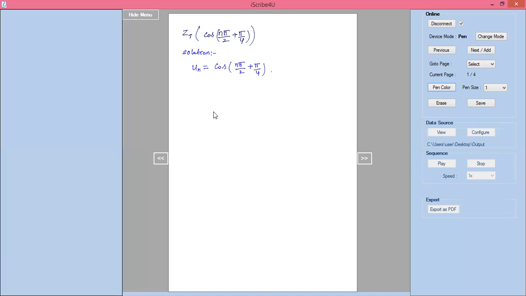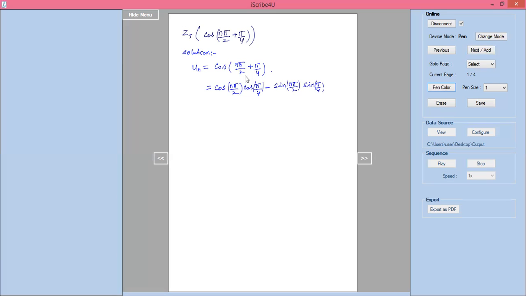If only cos of n pi by 2 is there, we can directly simplify. But here cos of n pi by 2 plus pi by 4 is there. This one I'm going to use in the form of cos A plus B. What is the formula for cos A plus B? Cos A cos B minus sin A sin B. Cos A is cos n pi by 2, cos B is cos pi by 4, minus sin A, which is sin n pi by 2, into sin B, which is sin pi by 4.